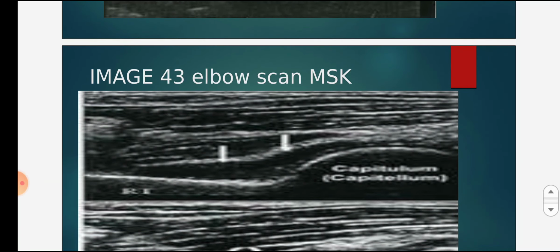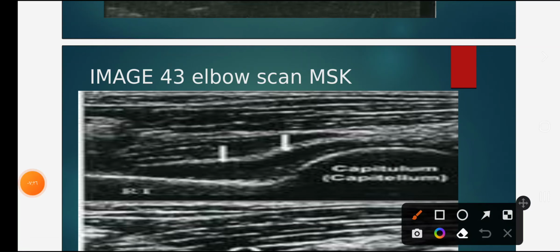Image number 43, elbow scan of the MSK. Posterior long axis view of the elbow, showing the elbow joint. A high frequency linear transducer is used. The transducer indicator is positioned superior and proximal. A large elbow joint effusion is labeled along with the relevant anatomy. Note the posterior displacement of the fat pad. The features of elbow effusion.